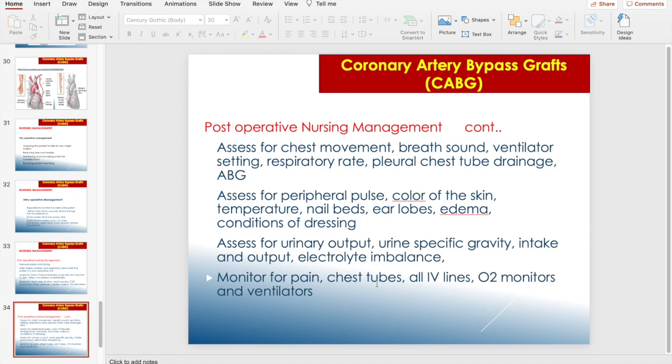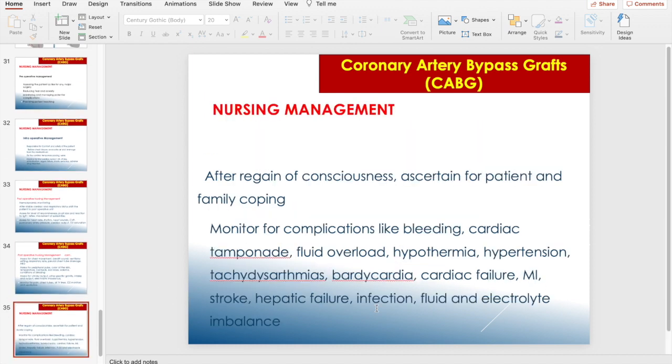So monitor for pain, chest tube, IV line, oxygen monitor, and ventilators. All of these are repeated. And for nursing management, after the patient regains consciousness, for example, you have to reassure the patient and monitor for complications like bleeding and cardiac tamponade. It's very important to know what cardiac tamponade is.